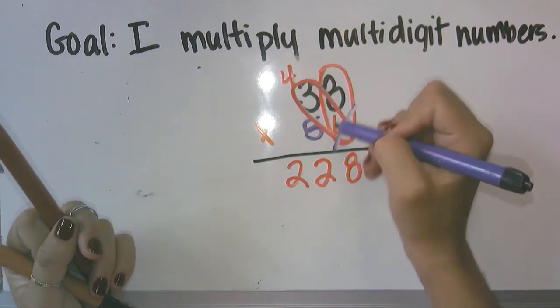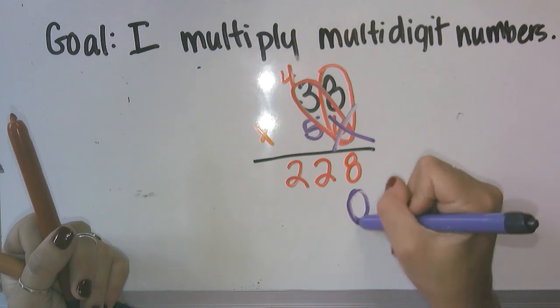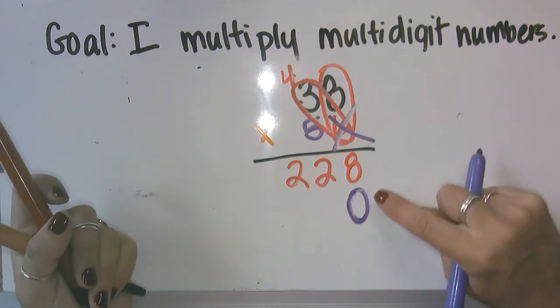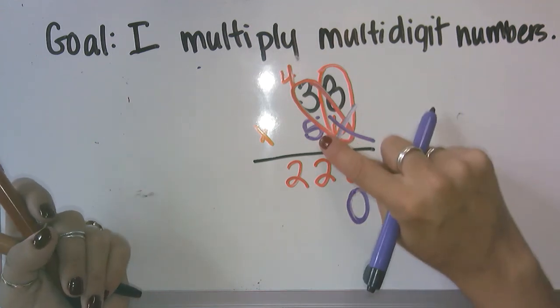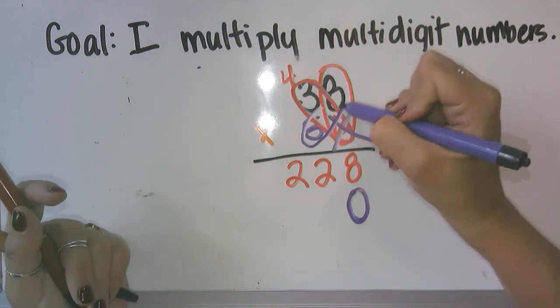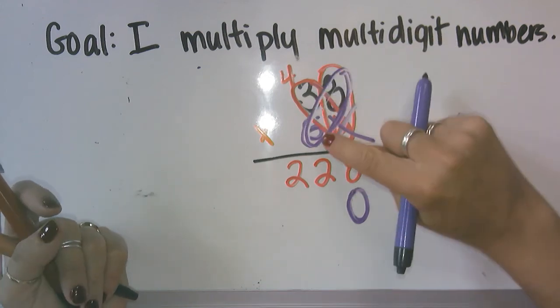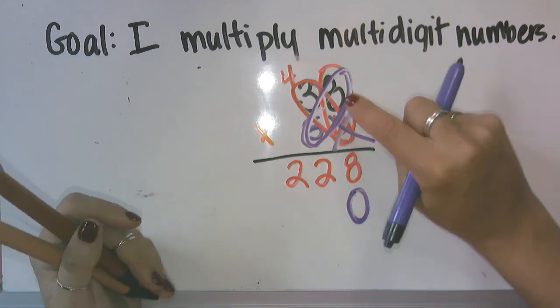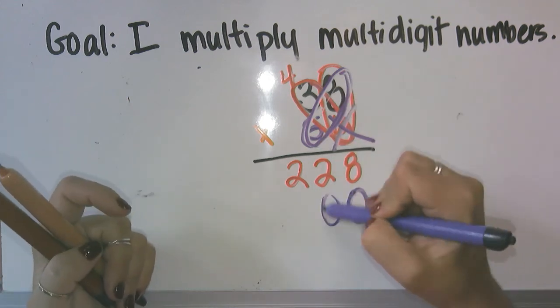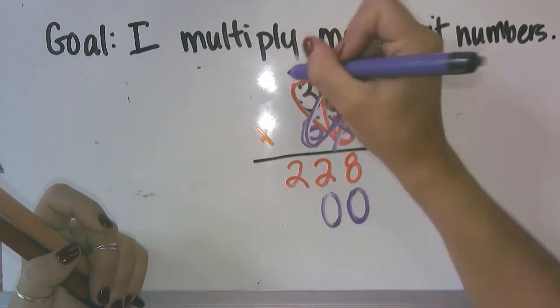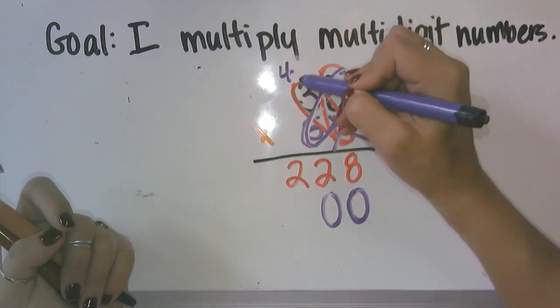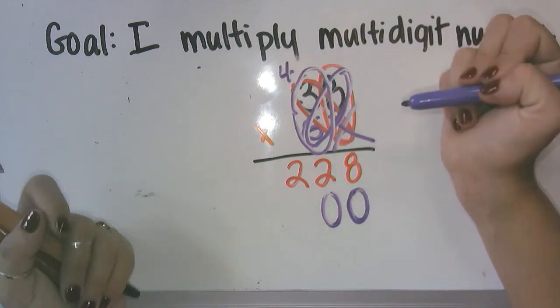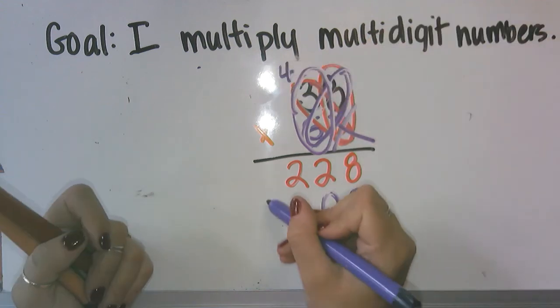I'm going to cross out my 6, and I'm going to put down a 0 to show that I'm done with my ones and I'm moving on to my tens. Now I have to do 5 times 8. You'll notice, even though it's my second number, I still have to multiply it by the ones first. 5 times 8 is 40, so I write down the 0 and I carry the 4. Then I do 5 times 3, and 5 times 3 is 15, plus 4 is 19.